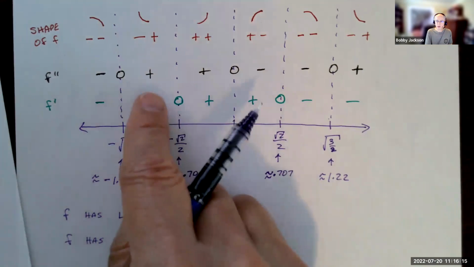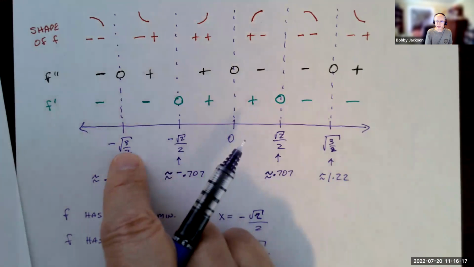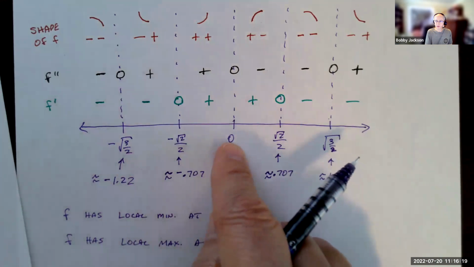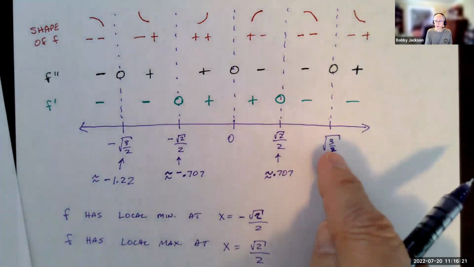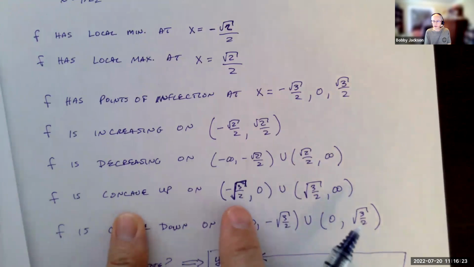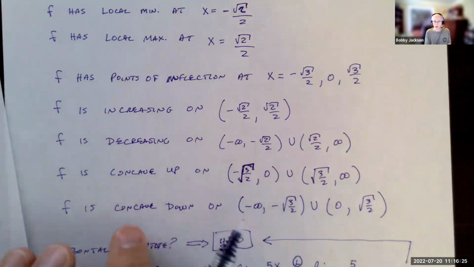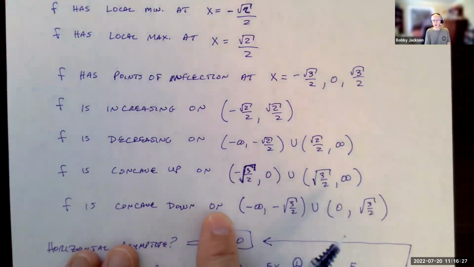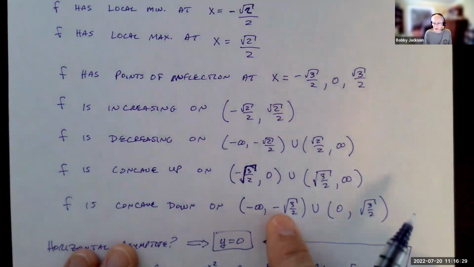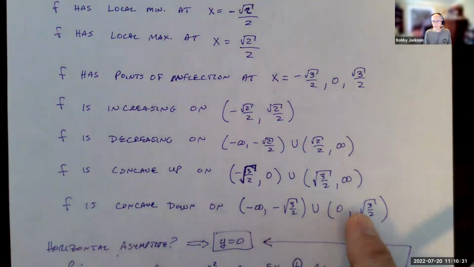So the second derivative is positive between negative square root of 3 over 2 and 0, and here, square root of 3 over 2 to infinity. And that's what I have here. And then similarly, f is concave down on the intervals where the second derivative is negative, and that occurs on these other two intervals.